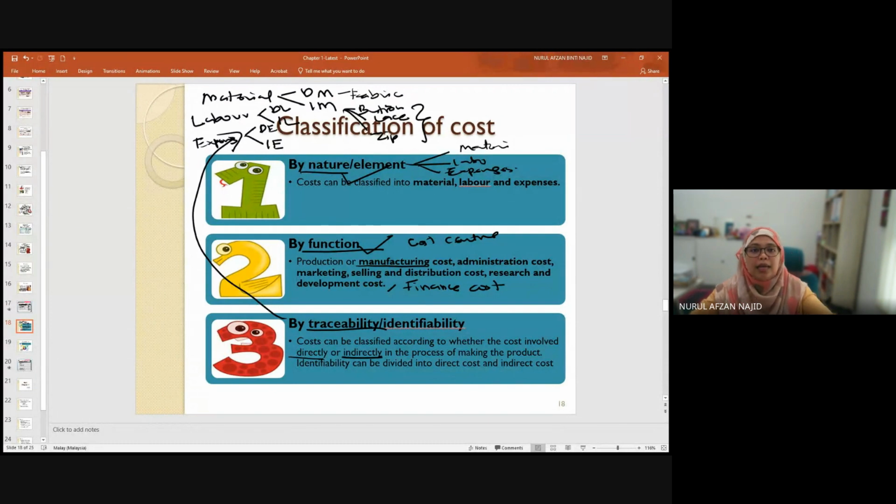Kalau tak ada tepung, dia tak jadi roti. Tapi kalau tak ada chocolate rice, tepung ada, dia jadi roti. Cuma roti tu tak cantik. Dia tak ada flavor and so on. So nanti customer tak nak. So some sort like that lah. Macam tu. Itu paling mudah untuk you faham perbezaan antara direct material dengan indirect material. Faham ke tak faham?